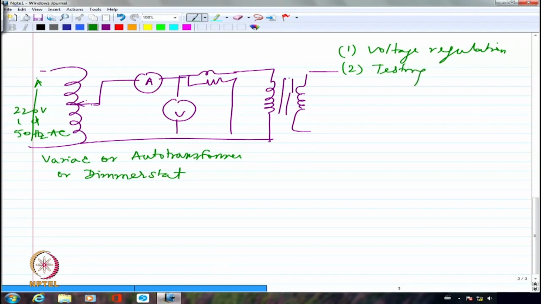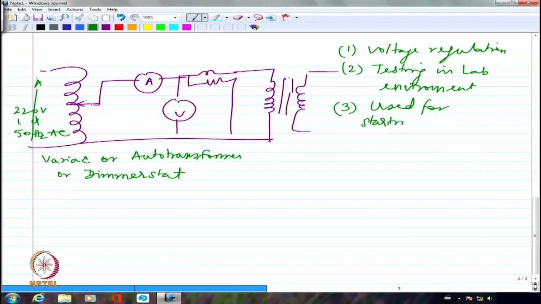The third one is, generally the three-phase auto transformers are very, very commonly used to start induction motors, which we will revisit when we are going to discuss induction motors. So these are used for starting three-phase induction motors. So these are some of the applications of auto transformer.